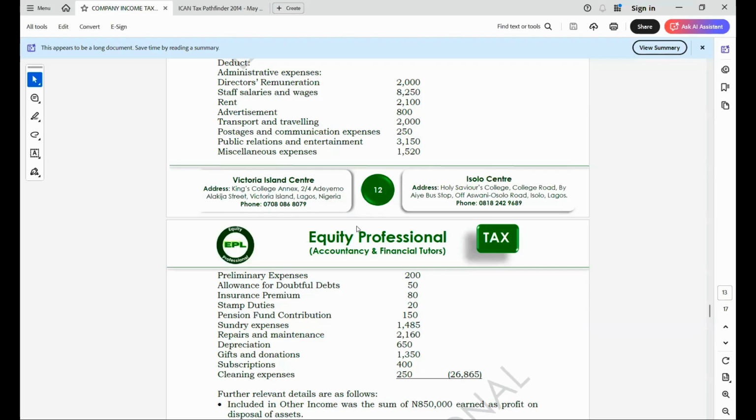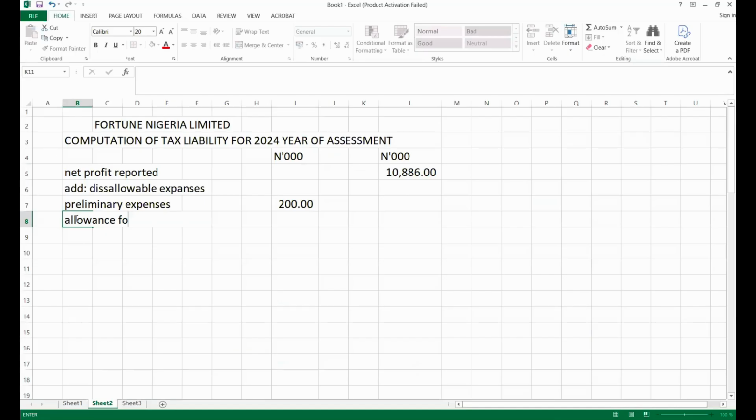Allowance for doubtful debt, so we have 50. So that is also disallowable. It's also a disallowable expense. We proceed further. So the next one we have what?